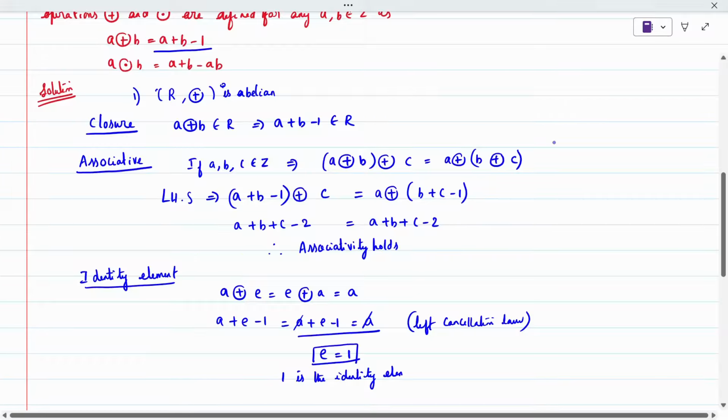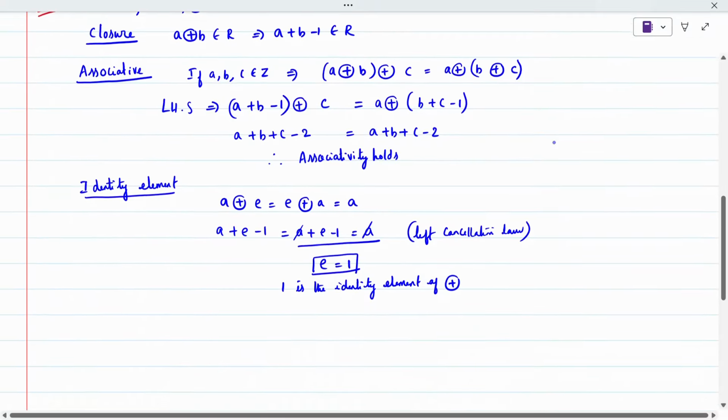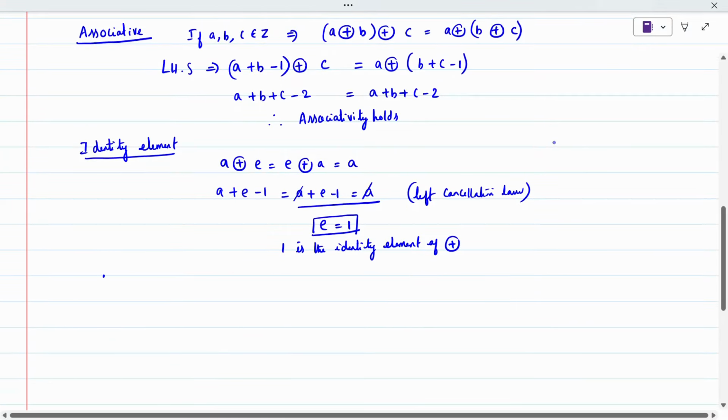Next will be the inverse. So when I find the inverse, we don't know which is the inverse. I will take B generally as the inverse element. Then I will check what I get as the inverse element.